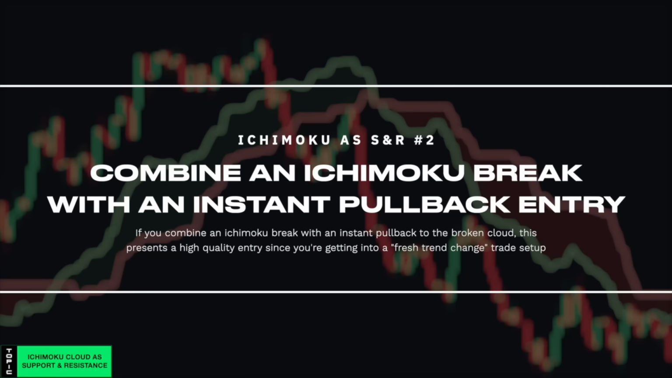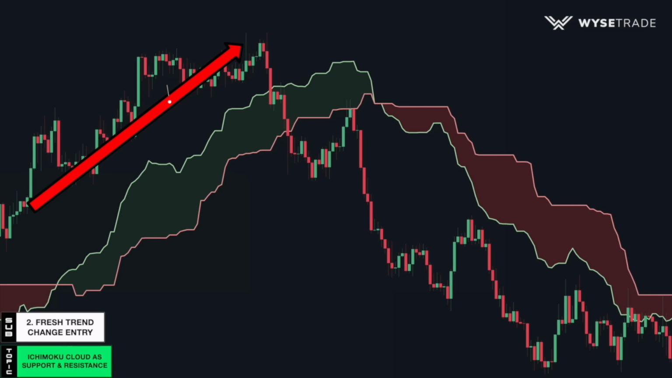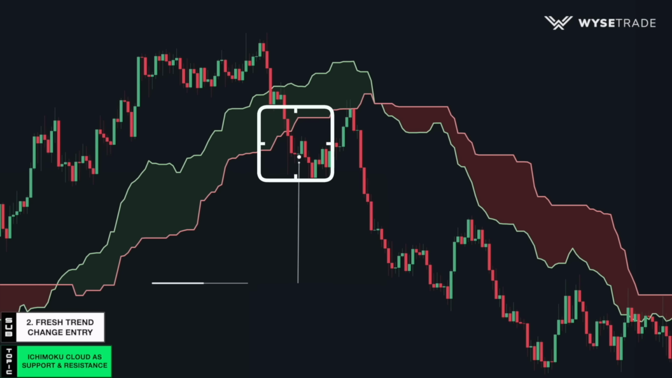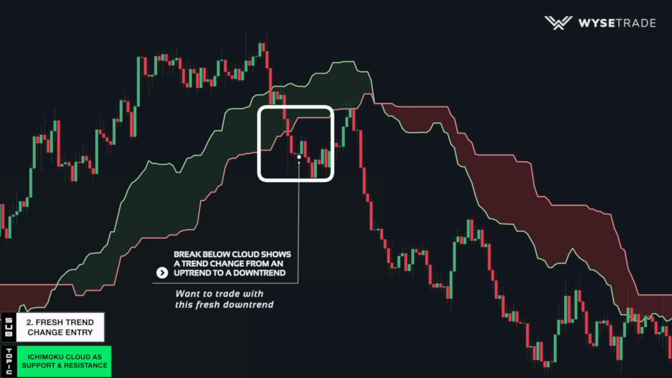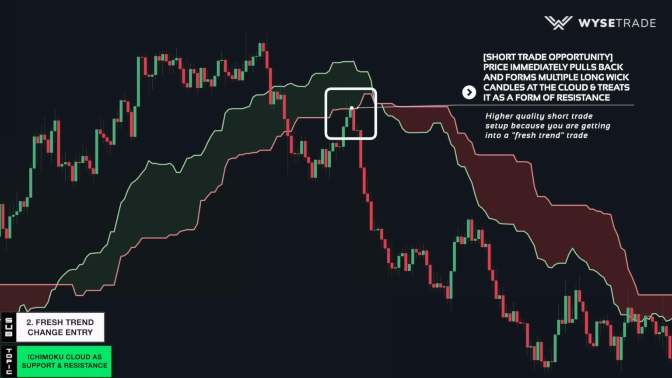Now, you could combine an Ichimoku cloud break with an Ichimoku cloud pullback entry for higher quality trade setups. You have your moving uptrend and price being above the cloud. Price then breaks through the cloud and below it, signaling a trend change from an uptrend to a downtrend. Price then immediately pulls back and forms multiple long wick candles at the Ichimoku cloud resistance, which presented a short trade opportunity.